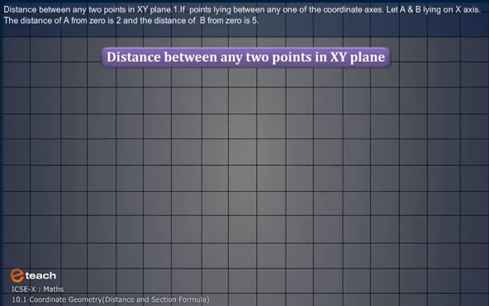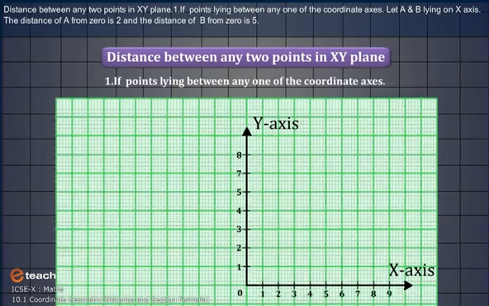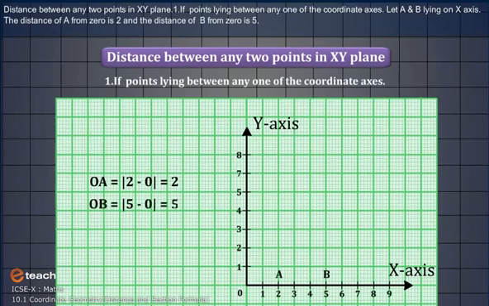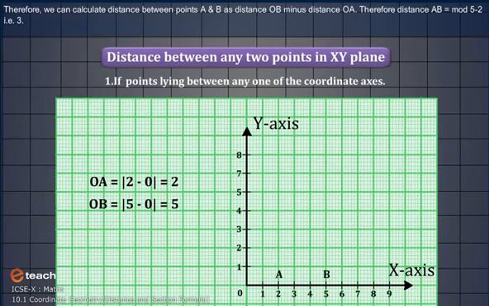Distance between any two points in xy plane. If points are lying on any one of the coordinate axes, let A and B lie on x-axis. The distance of A from O is 2 and the distance of B from O is 5. Therefore, we can calculate the distance between points A and B as distance OB minus distance OA. Therefore, distance AB is equal to mod 5 minus 2, that is 3.